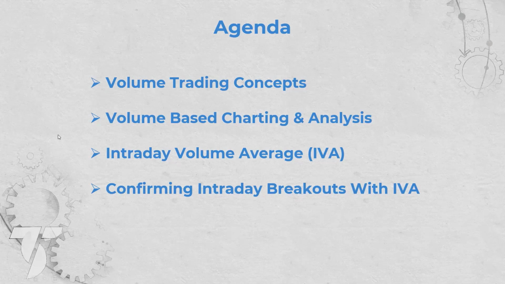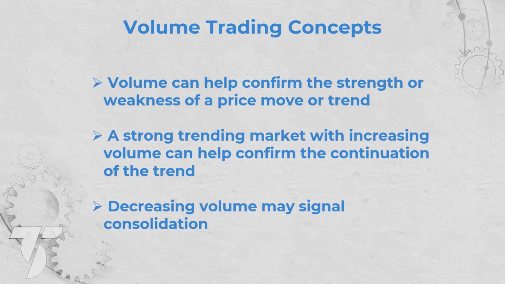Let's get started. So traders use volume for a number of reasons, but primarily they want to know if the strength or weakness of a price move is confirmed with volume. Typically, a strong trending market with increasing volume can help us confirm the continuation of that trend. And if we see volume decreasing, it can signal that the trend is weakening and we may be moving into an area of consolidation. And as volume decreases more and more, you typically see that in the chart. You'll see areas of consolidation with typically lower volume than when the market is trending. And that increase in volume is what we're looking for.